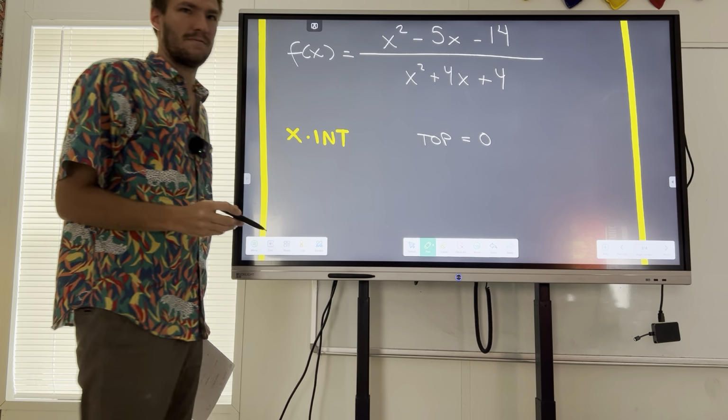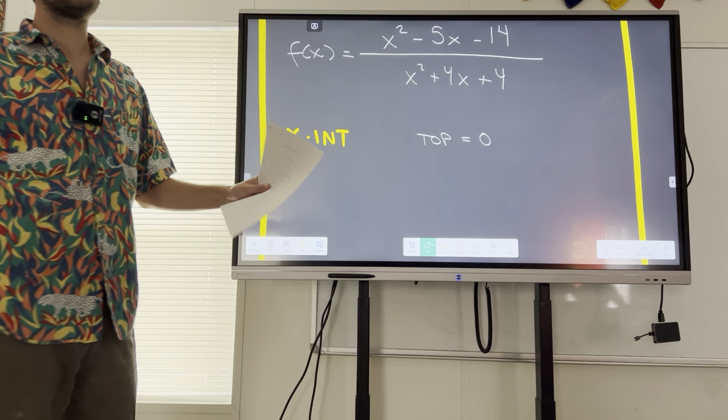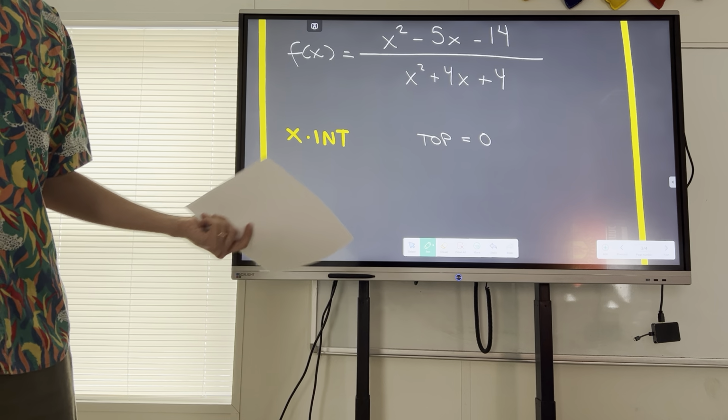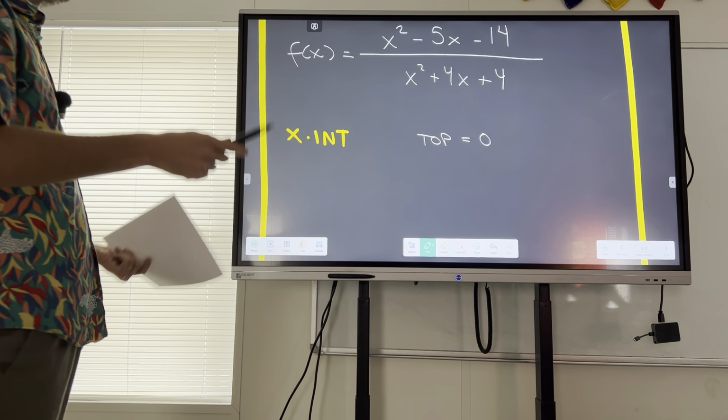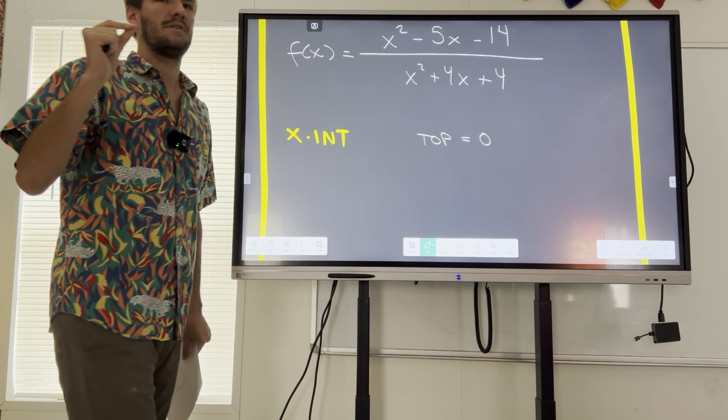So the x-intercept is top equals 0. Because the bottom is just going to get multiplied over there to 0 anyways, so we don't really care. So if you're tasked, I need you to find me the x-intercepts, look at the top and set it equal to 0.